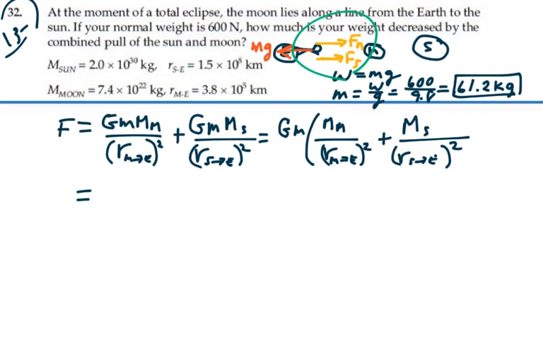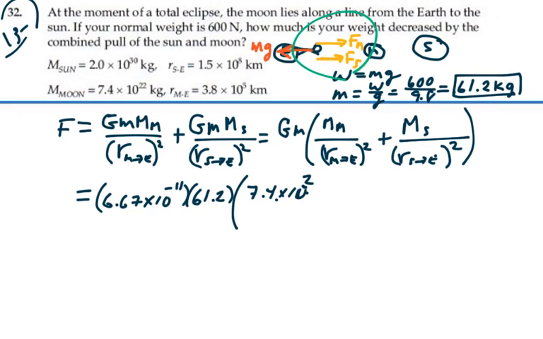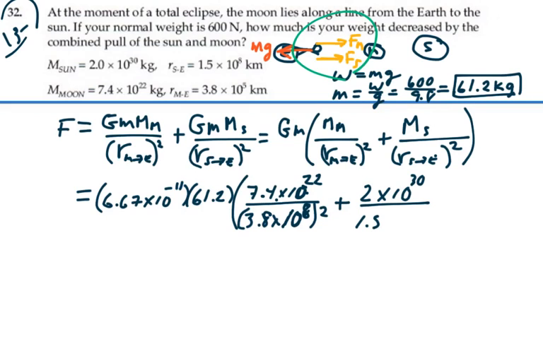So this is equal to 6.67 times 10 to the minus 11 times your mass, which is 61.2 kilograms, times the mass of the Moon, which is 7.4 times 10 to the 22 kilograms, over your distance from the Moon, which is 3.8 times 10 to the 8 meters squared, plus the mass of the Sun, which is 2 times 10 to the 30 kilograms, over your distance from the Sun, 1.5 times 10 to the 11 meters, that distance squared.